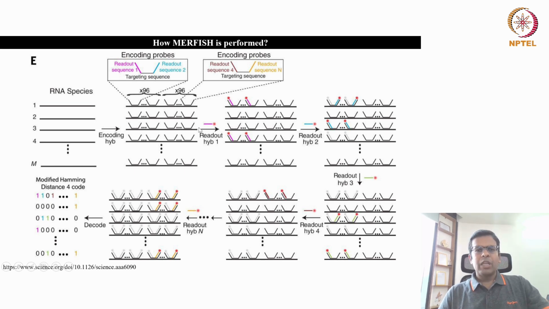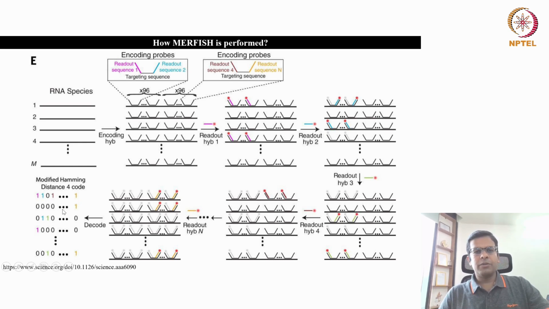So let's say for your first RNA, this is the barcode. In the first image you could see the signal, so it is number 1. In the second image you could see the signal, so it is also 1. In the third readout there is no signal, so the number 0 is there. In the fourth readout there is a signal, so number 1 is there. This way each RNA will have different barcodes, like 11011.